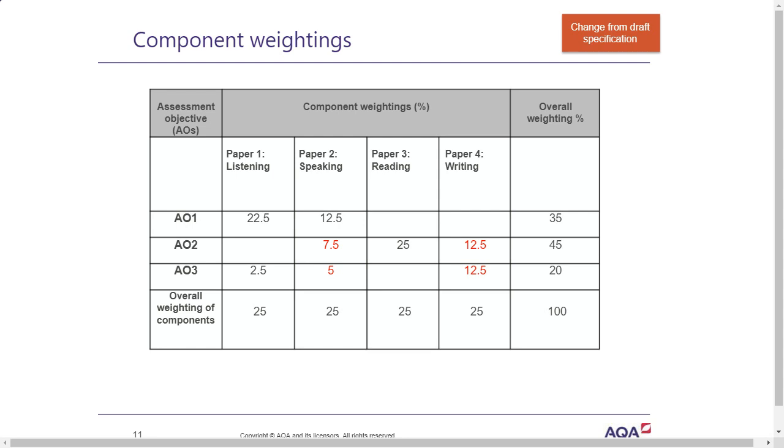Our assessment model allocates the highest proportion of AO3 marks of any of the exam boards to the writing tasks. This is with the intention of helping students to perform at their best. Being able to reflect on their use and accuracy of language in their writing tasks is much easier to do in paper 4 than in paper 2 speaking.